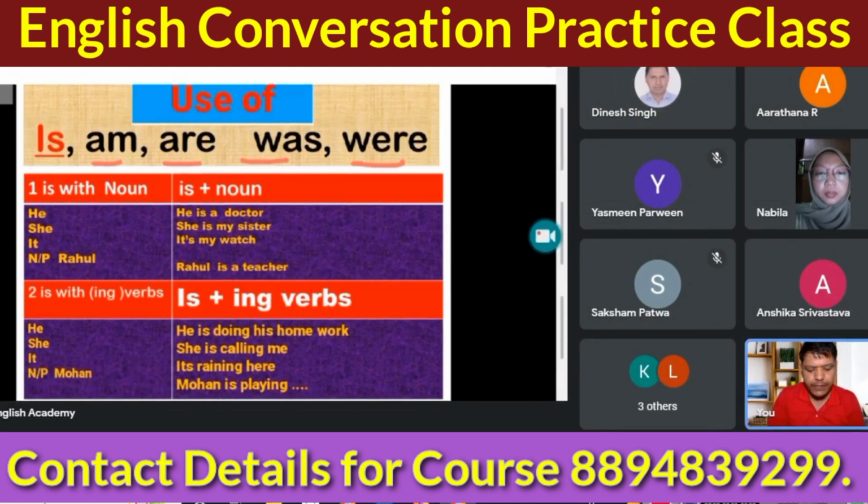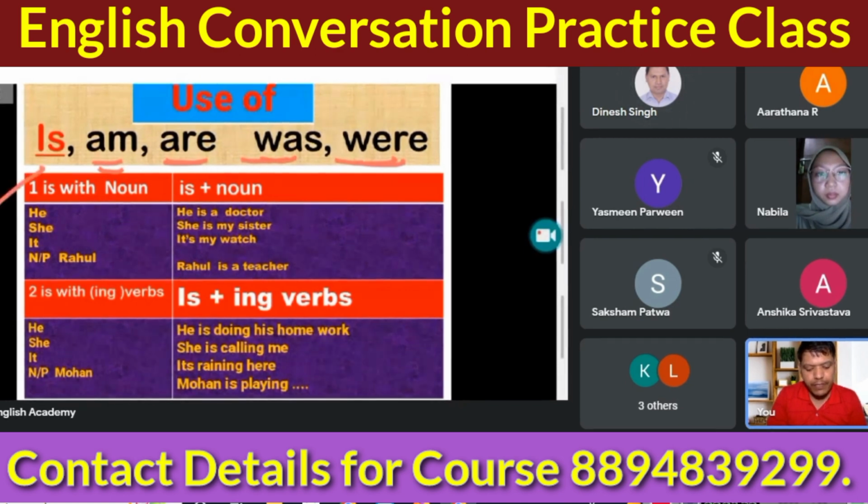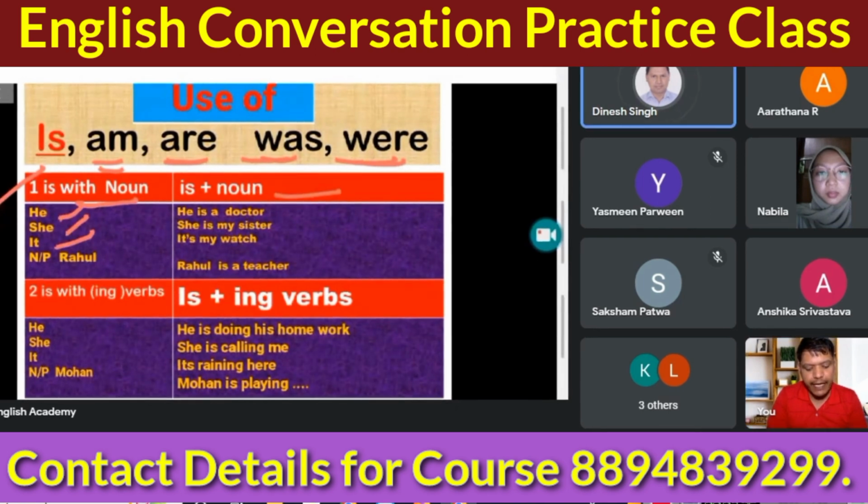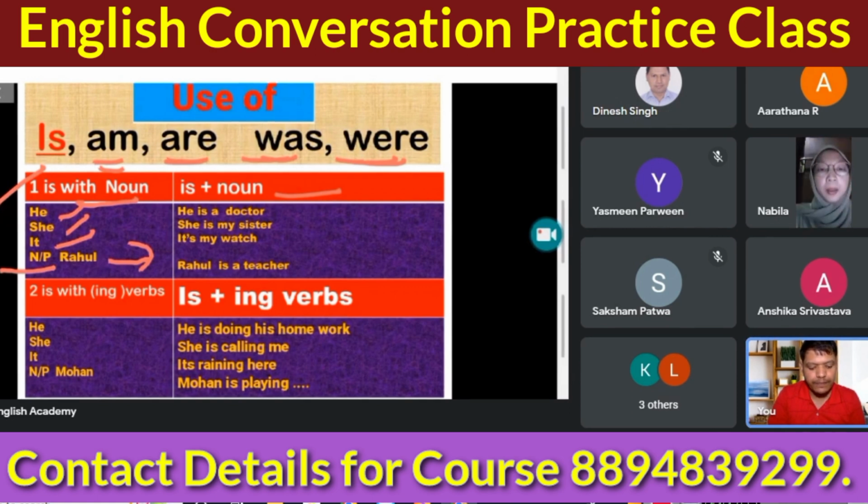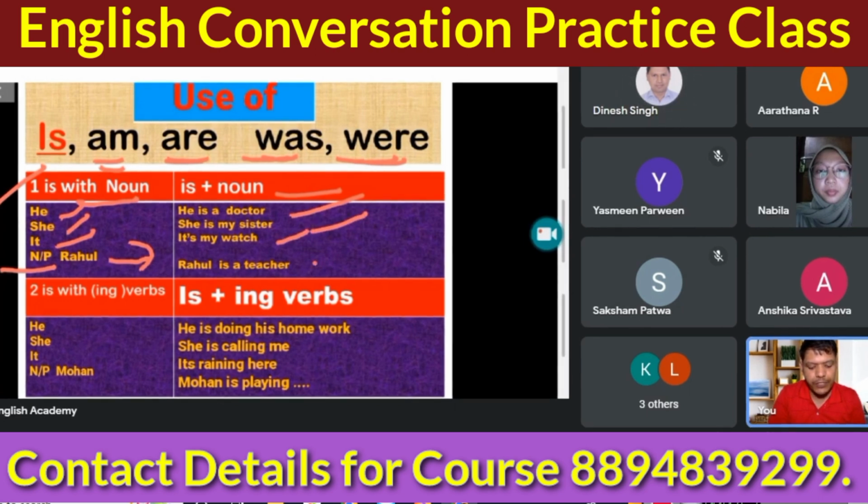Pay attention here. So the use of is, am, are, was, were. First of all, I have taught you is plus noun. We use is plus noun. He is, she is, it is, NP. NP means name of any person, singular. For example, he is a doctor, she is my sister, it's my watch, Rahul is a teacher.